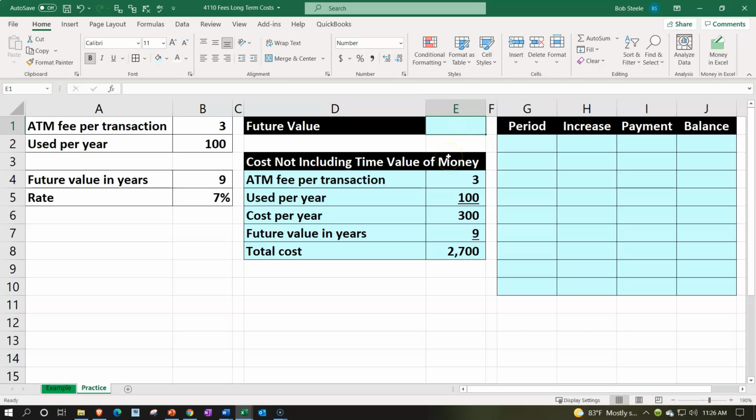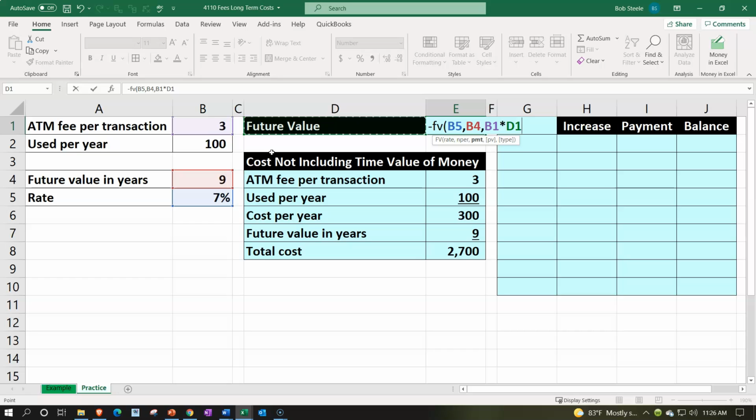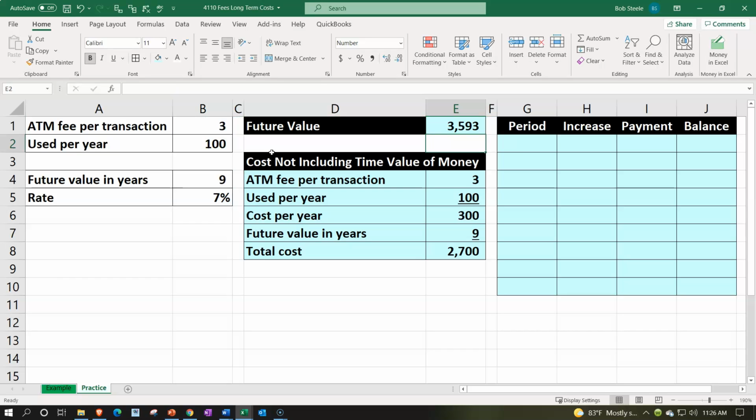So we then could say, let's take the negative future value, shift 9. The rate is going to be this 7%, and then comma, the number of periods is going to be 9, compounding yearly for 9 years, comma. The payment is going to be the 300 because it's the $3 times the 100 transactions, which we could pick up down here. Or we can say I'm going to take that 3 times the 100 and enter. So that would be a future value of $3,593. Let's just work that out with our annuity table over here, a table that will break out so we can see the increase in the payments.